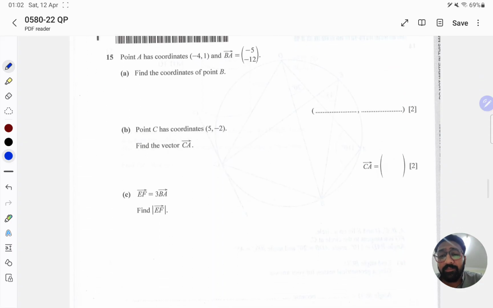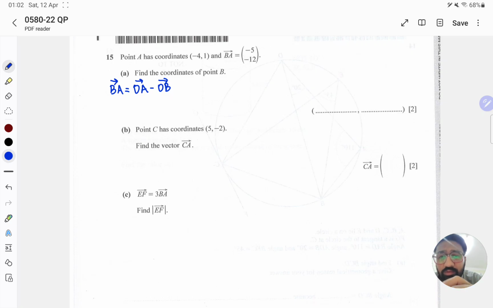Question number 15. Point A has coordinates -4, 1 and BA is a vector which is -5, -12. Find the coordinates of point B. So remember, whenever a question is given to you in which there are coordinates, the question is basically related to position vectors. So the information that has been given to me is BA. If I want to write down BA in terms of position vectors, it will always be the last minus the first. So it will be OA minus OB.